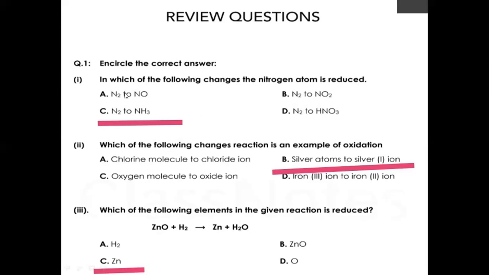So from 0, it is converted, and oxygen is -2, so definitely nitrogen will be +2. From 0, nitrogen undergoes a +2 oxidation state. So +2 is greater than 0. An increase in oxidation state or oxidation number is called oxidation. In this case, nitrogen is oxidized, but in the question they ask about the reduction of nitrogen.